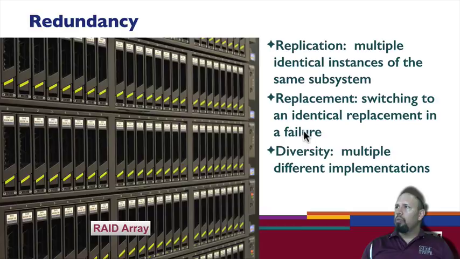Replacement is associated with the idea of being able to switch to an identical replacement in the event of a failure. So let's say you've identified a fault occurs in this. Can we switch that one out and switch in another one that works properly? And then diversity, the use of multiple different implementations. So for example, if you have replication, you have identical subsystems that you're using.